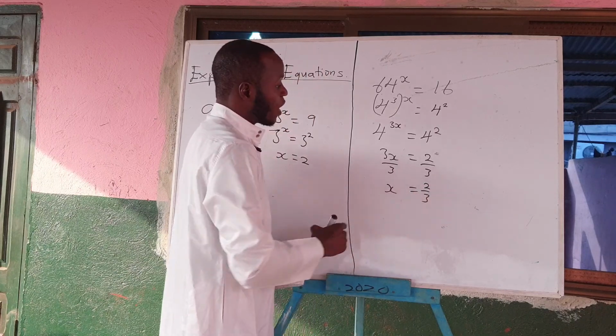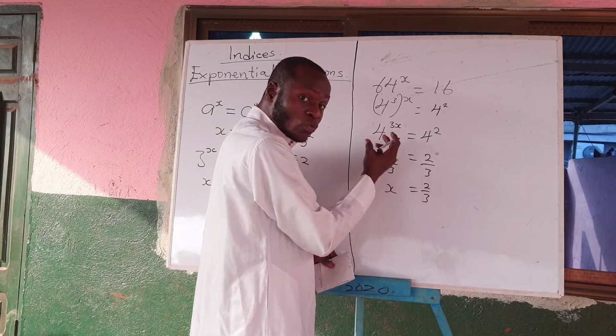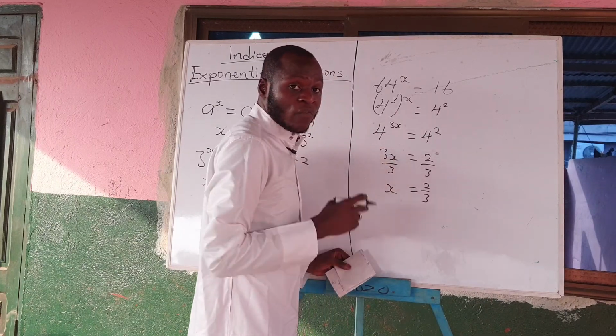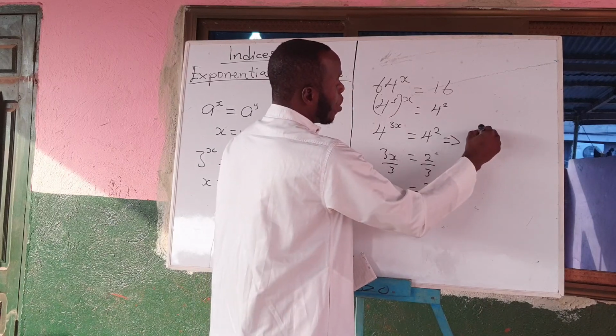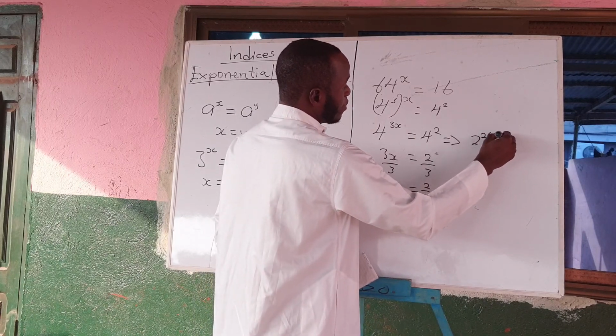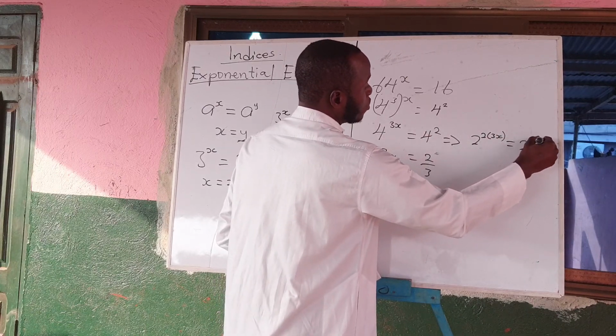2 over 3. From here, we can also express this one differently, or deduce it down. 4 we know is a perfect square of 2. So 2 to the power 2 times this will give us this value. So it is equal to 2 to the power 2 times 2, like this.